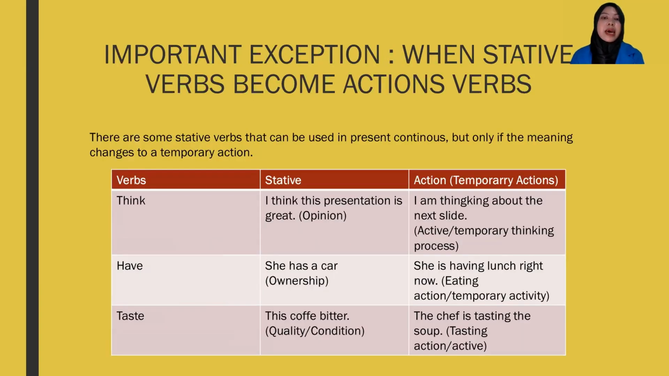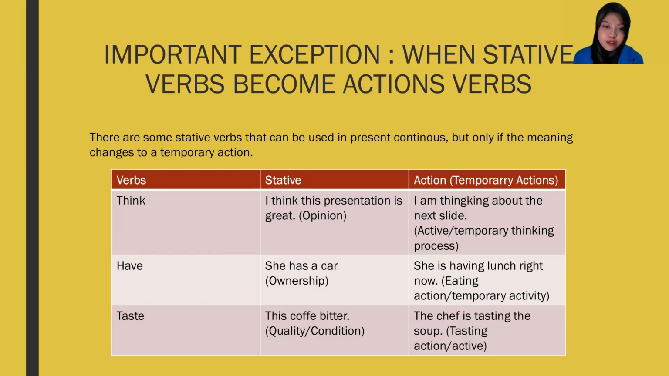Next, an important exception: when stative verbs become action verbs. There are some stative verbs that can be used in present continuous, but only if the meaning changes to a temporary action. For example, the verb think. I think this presentation is great. It's an opinion. It's a stative verb. For action, I'm thinking about the next slide. This is an active or temporary thinking process.